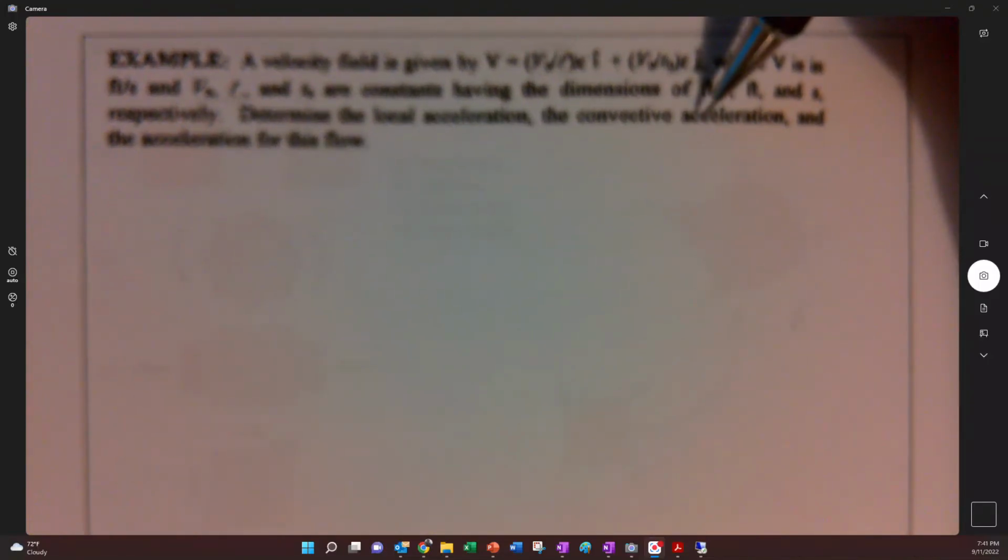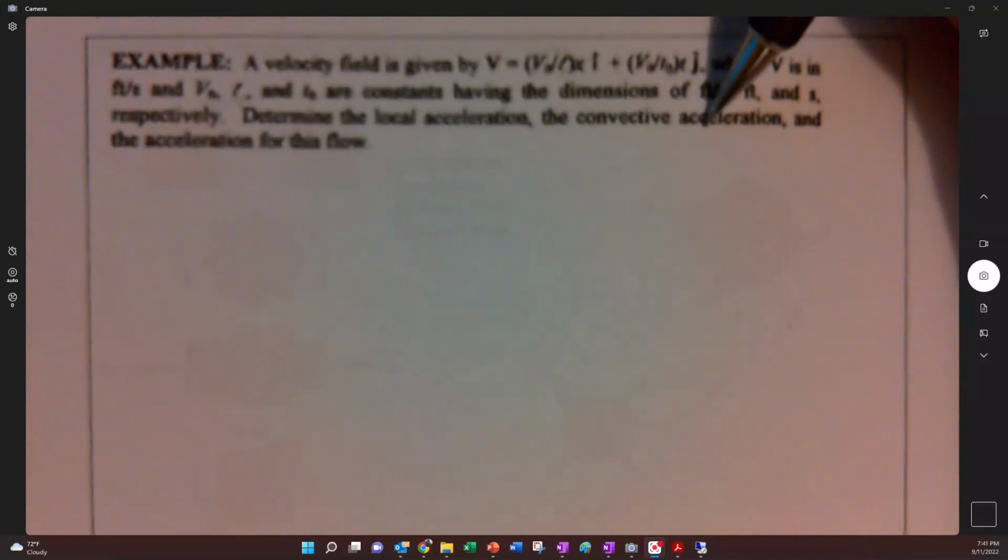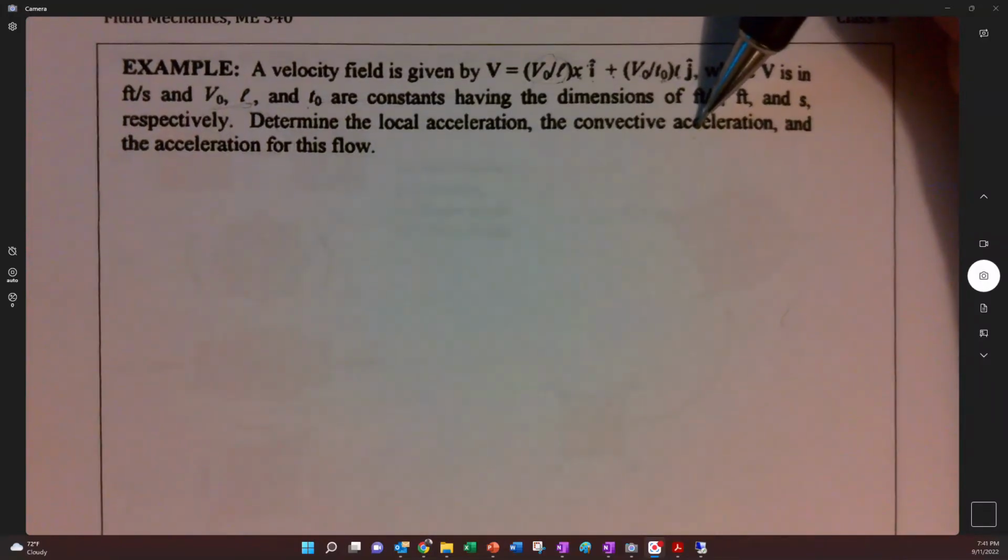I don't know if there's enough light in here. That's why it's the overhead light. It's a terrible room.